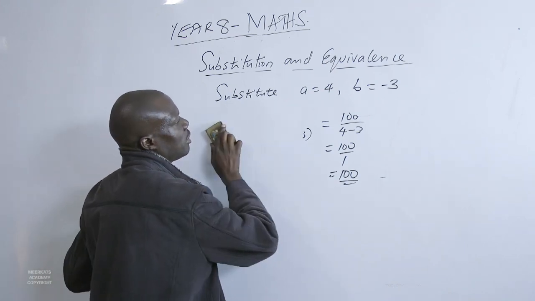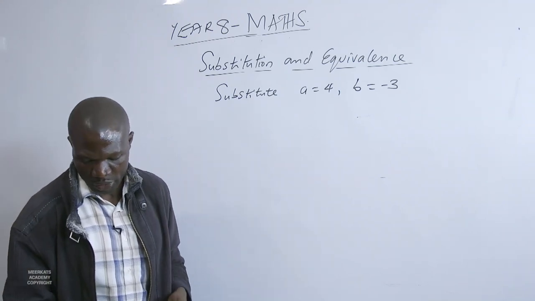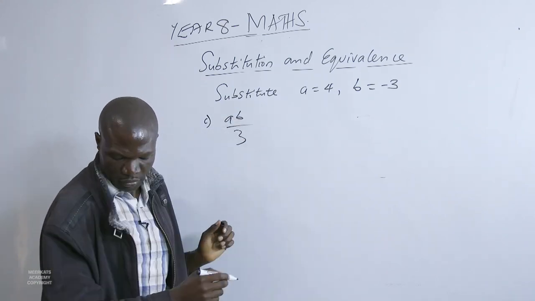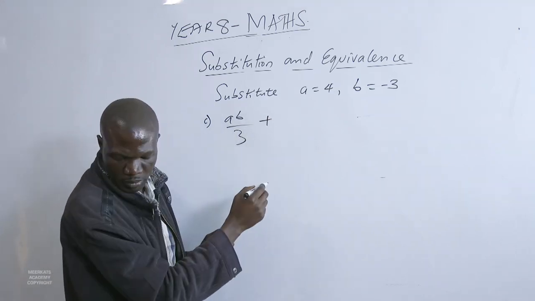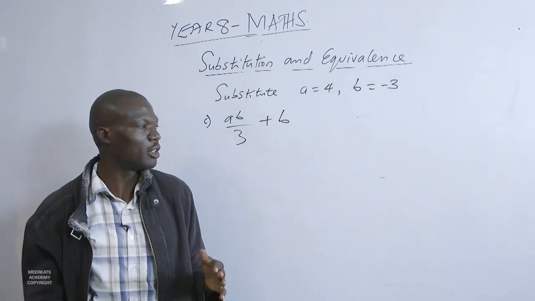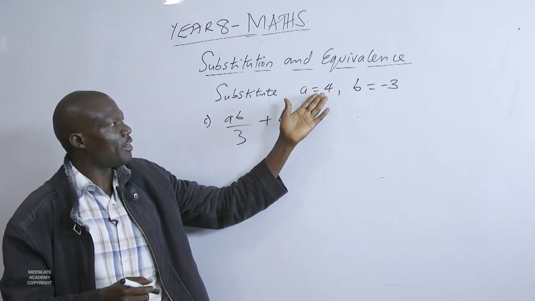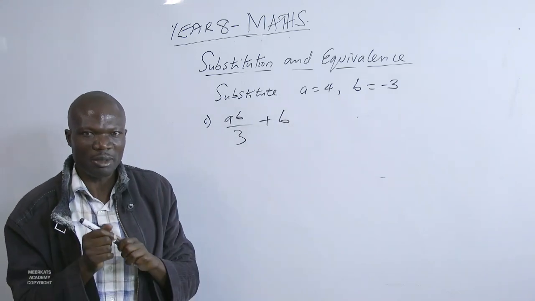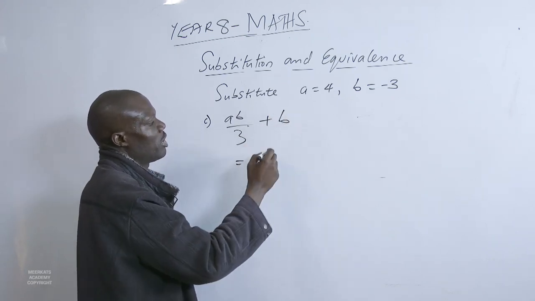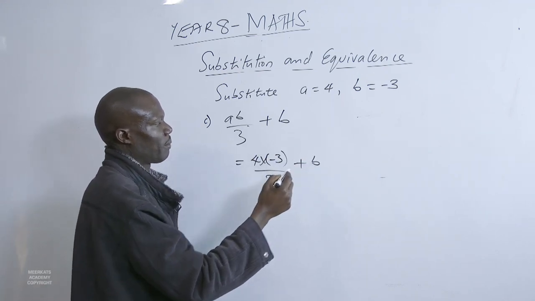And finally, we want to combine, and then we look at ab over 3 plus b. Now, this is a product of pronumerals, and then we are adding another pronumeral. So, given that a is 4, b is minus 3, we should remember and substitute accordingly. This is the same as a is 4, multiplied by b, b is minus 3, over 3 down here, then plus b.